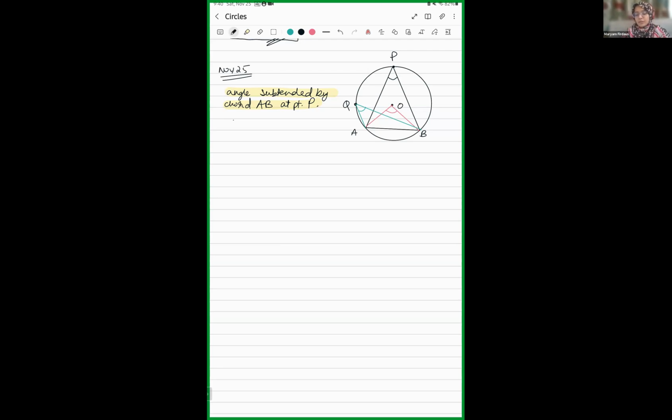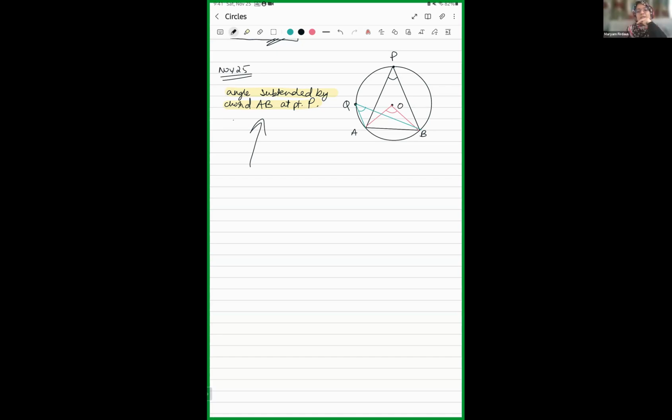And then Zen, can you name the angle in this figure? Which angle is the angle subtended by the chord AB at point P? Zen, I'm asking you. When someone's speaking to you, at least unmute yourself. AB or AP? The question is written on the screen. I don't remember, ma'am.